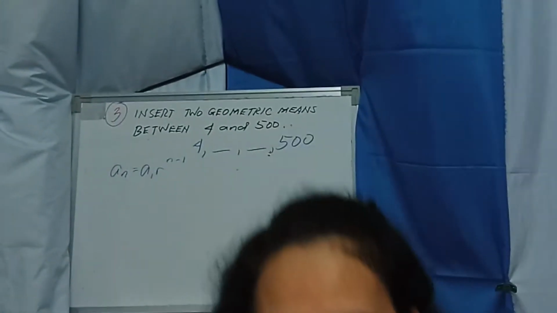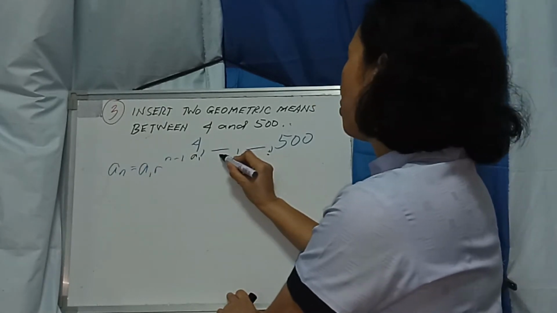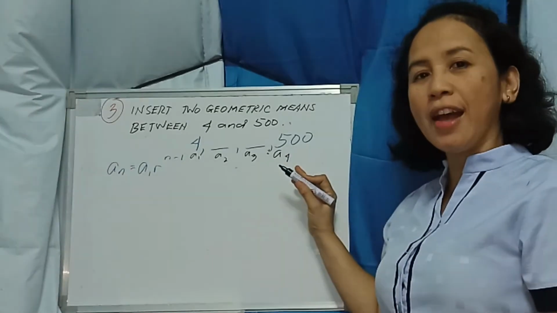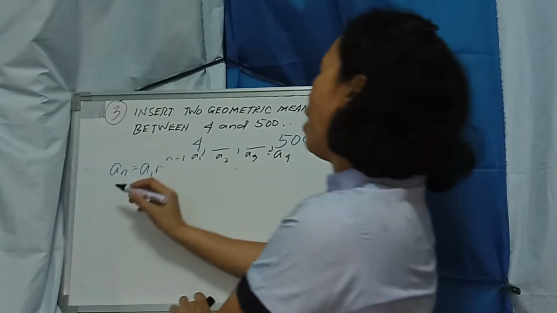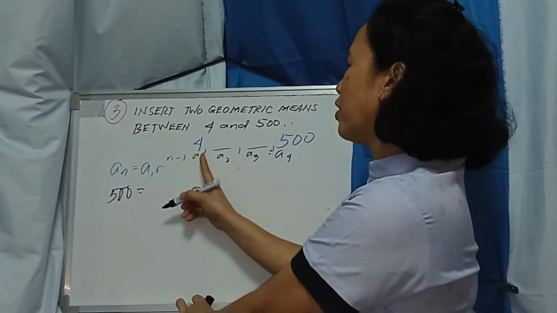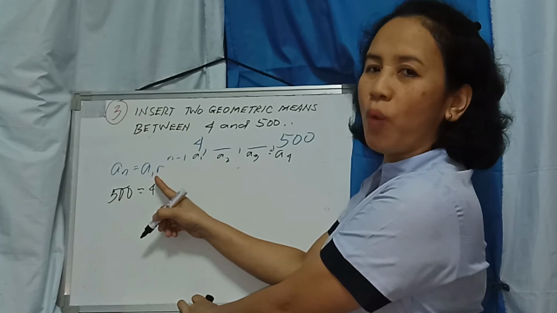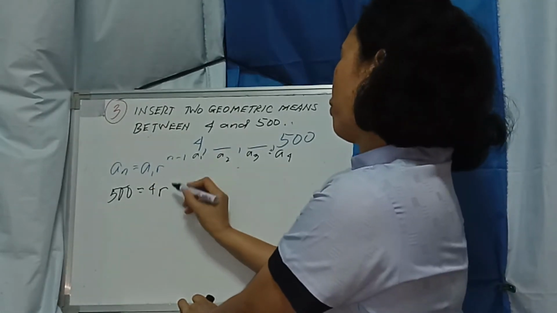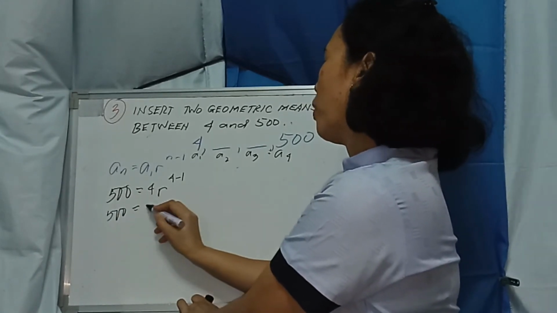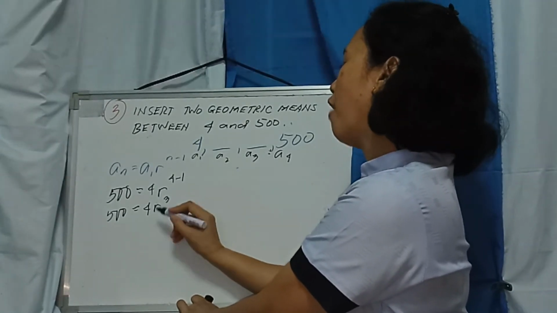Then we have here, since this is a sub 1, this is a sub 2, a sub 3, a sub 4. So we are using the last term, which is a sub 4, which is 500, is equivalent to a sub 1, that is 4. We have to find the value of r, or what we call the common ratio, raised to the 4 minus 1. So 500 is equivalent to 4 times r, 4 minus 1. So we have an exponent of 3.